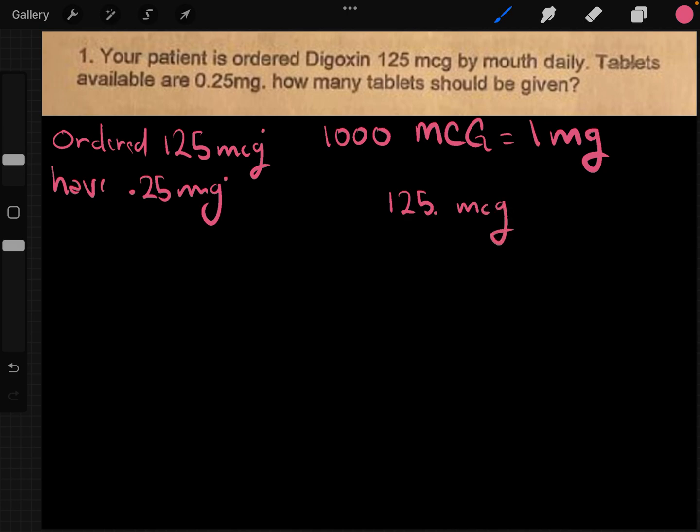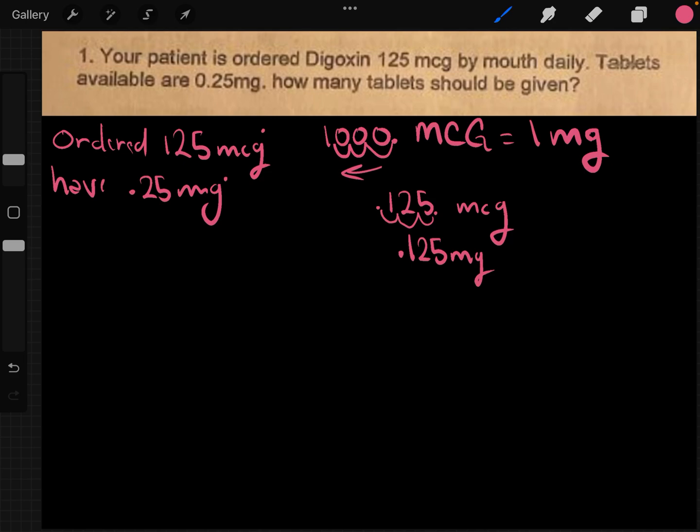When converting mcg to milligrams, we have the decimal point at the end right here. So we want to move that 3 spots this way of the decimal. So our decimal is right here. We're going to move it 3 spots. So what we have left over is 0.125 milligrams.